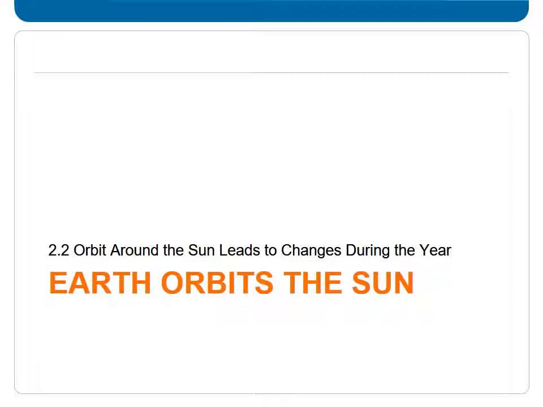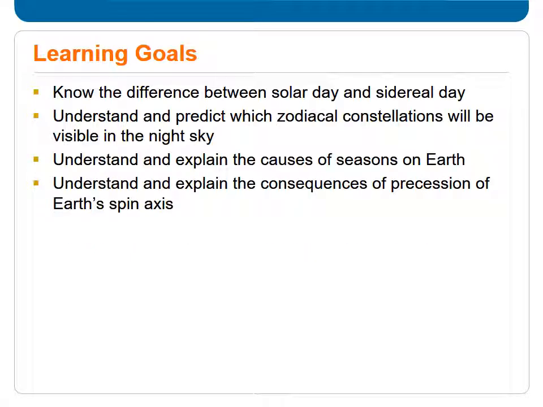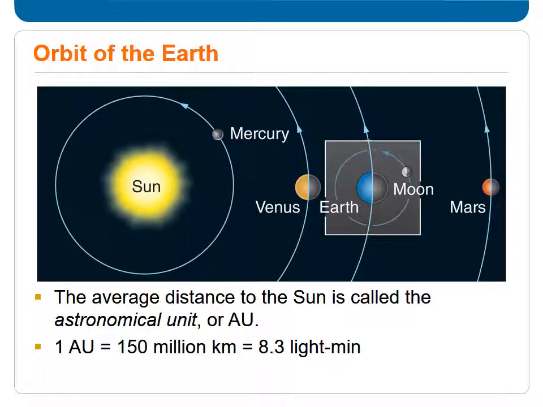This lecture introduces the learning module Earth Orbits the Sun, which is section 2.2 in the book. The learning goals of this module are to know the difference between solar day and sidereal day, to understand and predict which zodiacal constellations will be visible in the night sky, to understand and explain the causes of seasons on Earth, and to understand and explain the consequences of precession of Earth's spin axis.